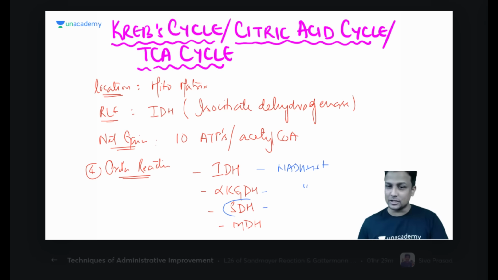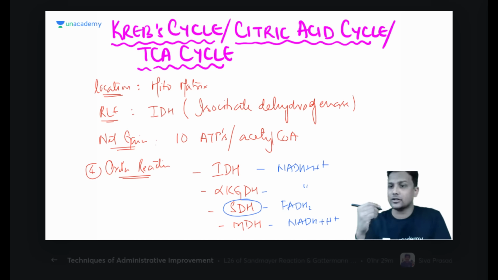But remember, succinate dehydrogenase. Here, there'll be formation of FADH2. And again, malate dehydrogenase, the same thing. In this also, what is going to happen? So NADH plus H plus is going to be produced during that oxidation reaction.